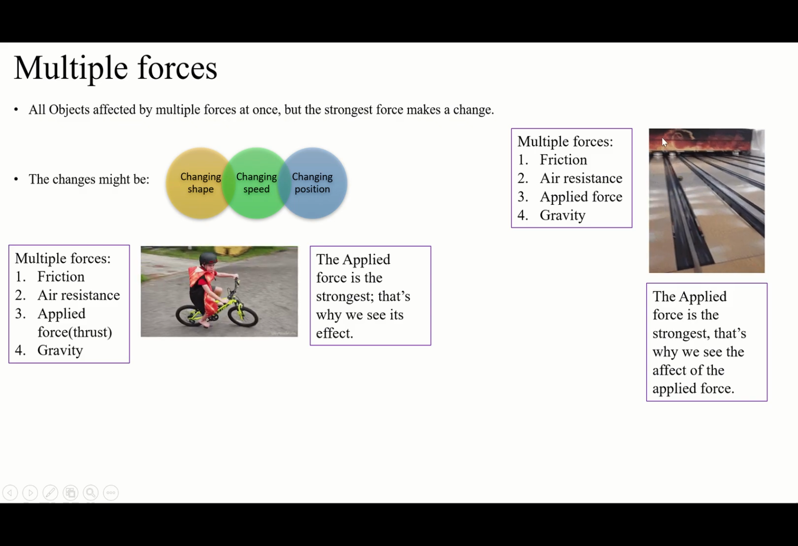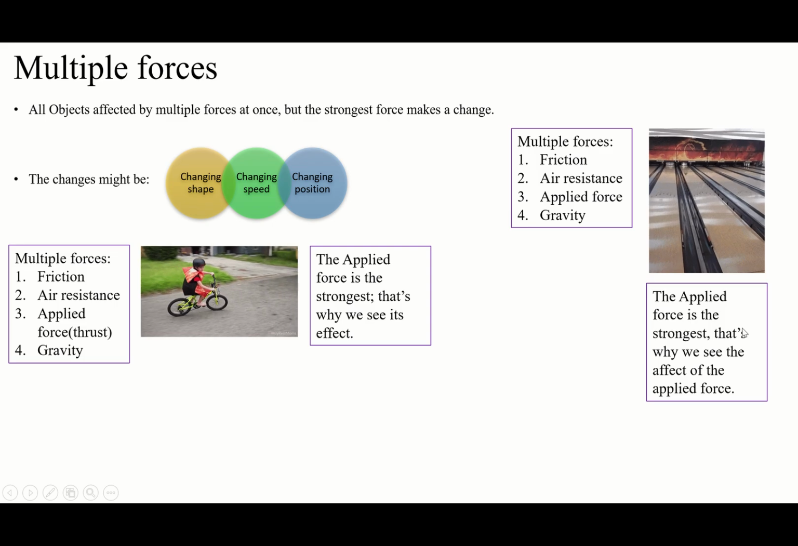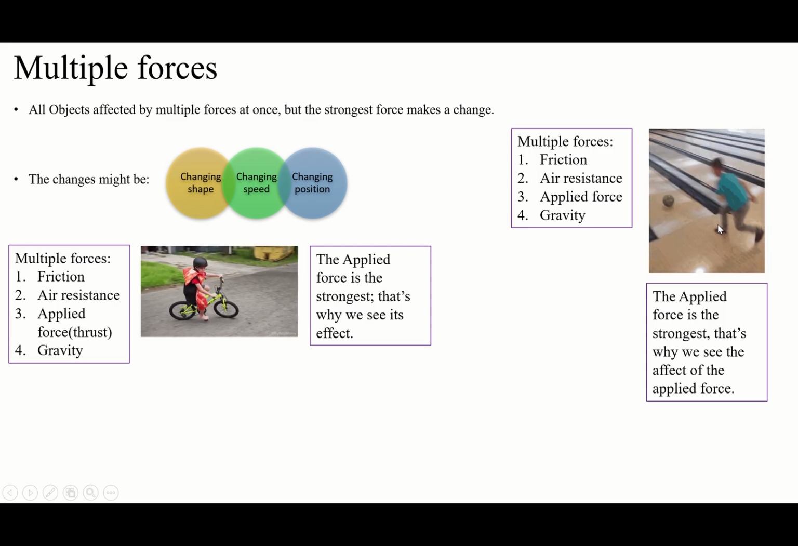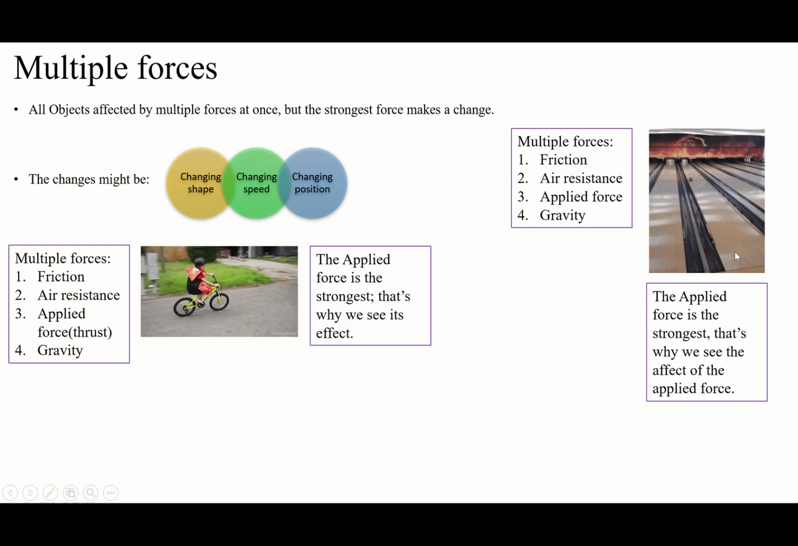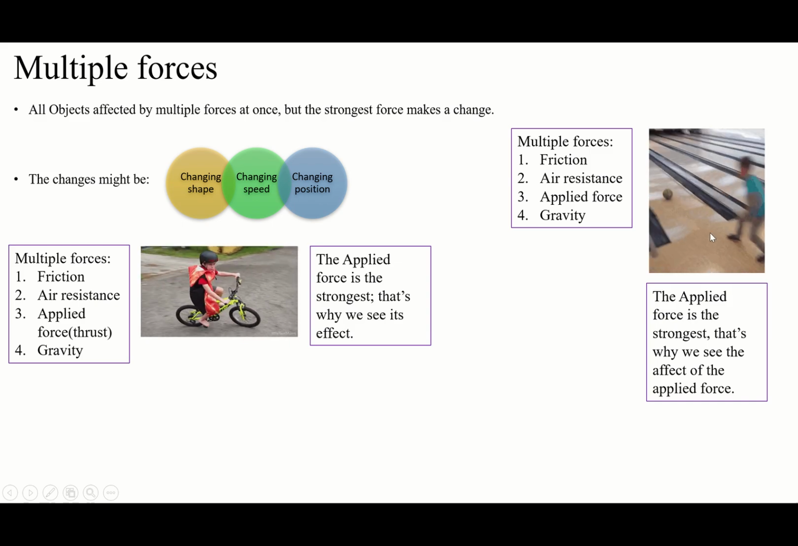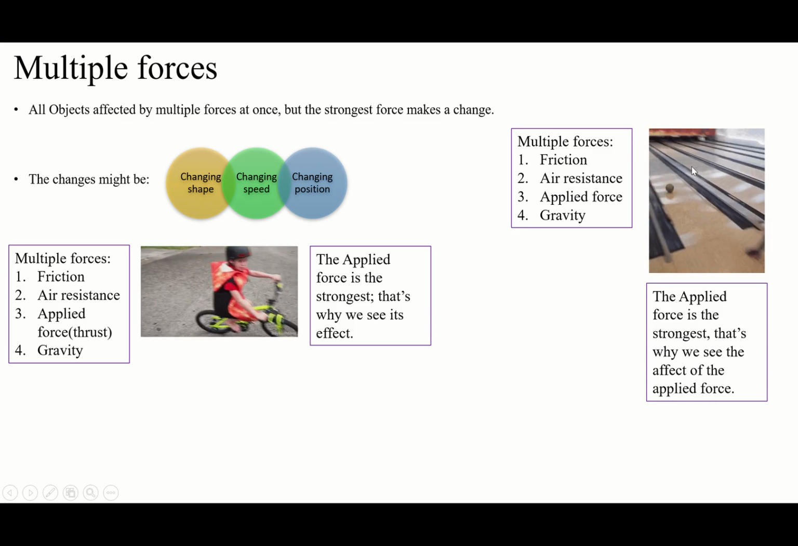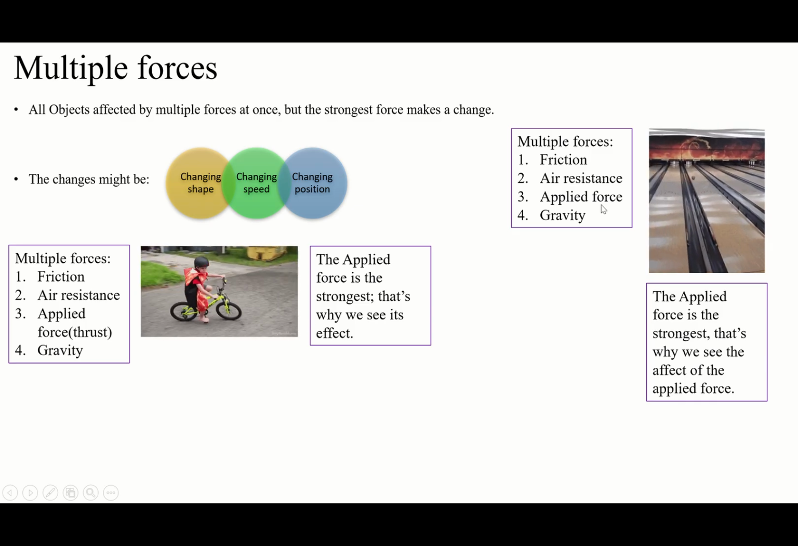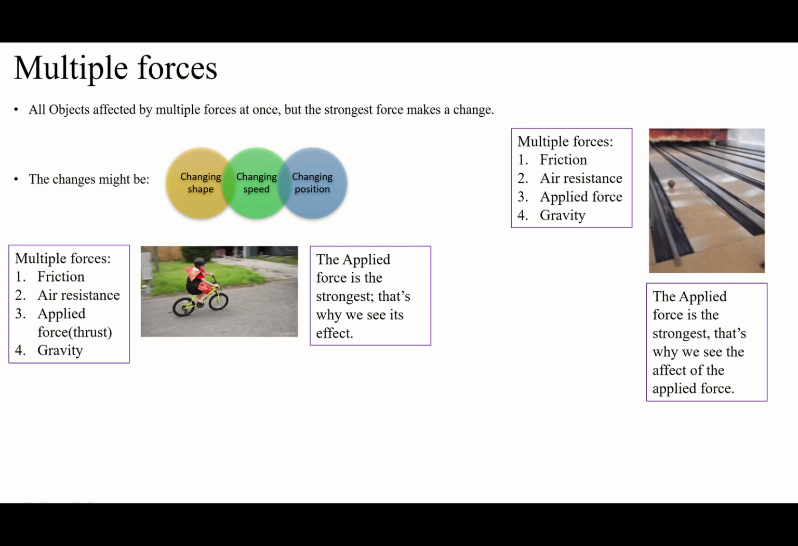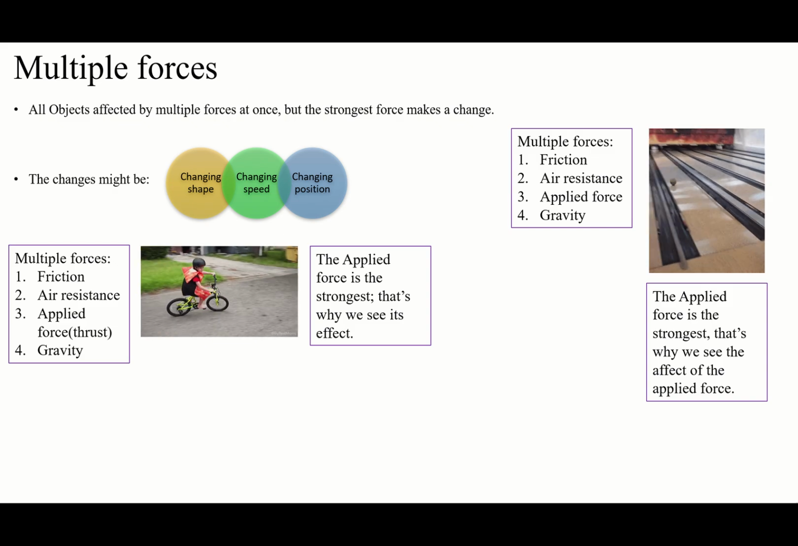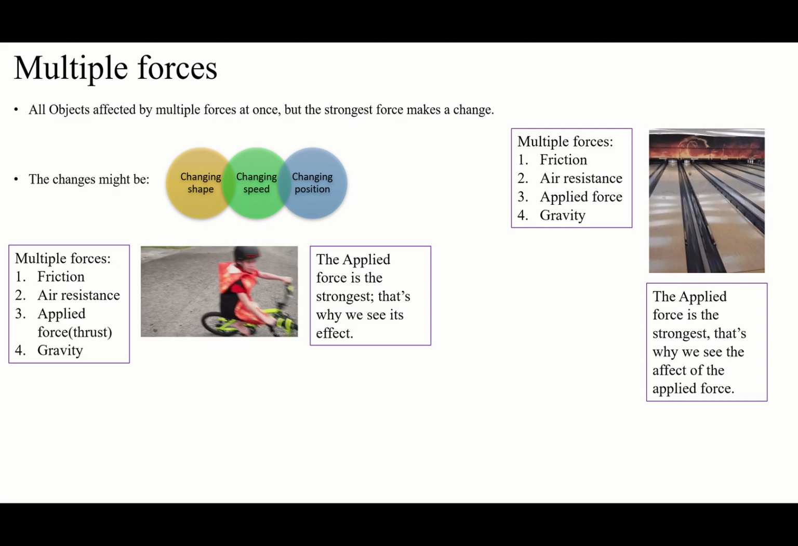You see the ball continues moving. You say, why is the friction to the back, but the ball is to the front? Air resistance pushes back, the ball is still to the front. Gravity is down, but the ball is still to the front. Because the applied force pushed the ball to the front. So because the applied force is the strongest, the ball is going to follow whatever applied force wants, because it is the strongest. That's multiple forces.